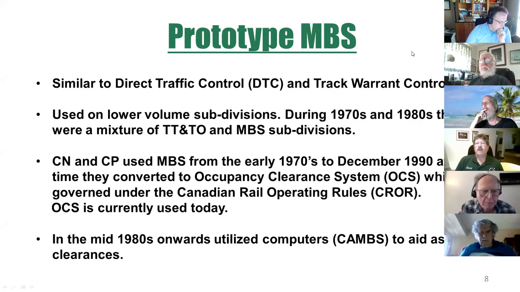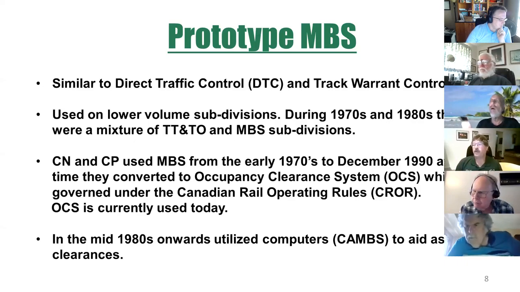So the prototype MBS, in Canada, they're very similar to your direct traffic control and track warrant. They're typically used on lower volume subdivisions, okay? During this, main lines are CTC, but on the lower volume lines, a lot of the train order ones have been converted over to manual block. And this happened between the 1970s and 80s. Mostly due to radio coverage. As radio coverage became better, they wanted to lessen the cost of operators, and they wanted to have the dispatcher talk directly to the train crews to give orders.